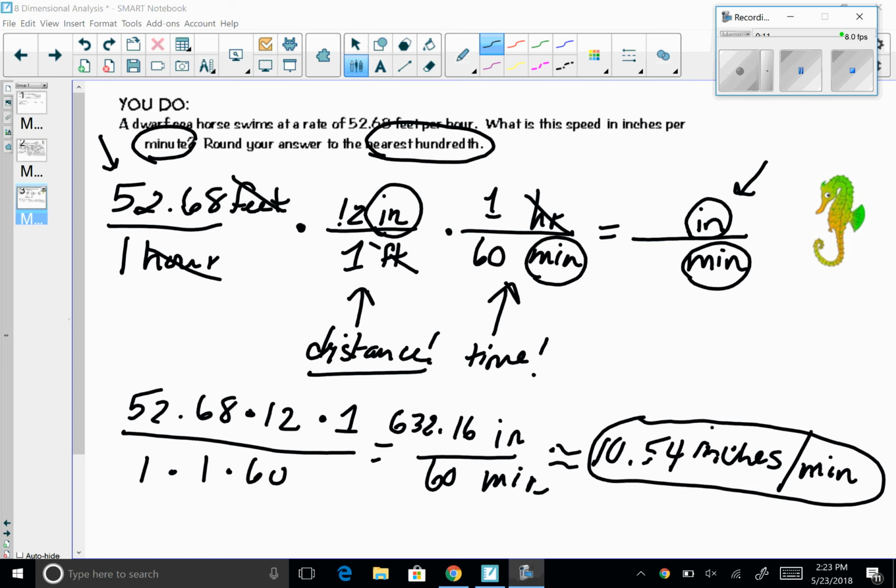The next page has a bunch of Regents application questions that involve dimensional analysis. Please give those a try, and when you're finished, check with Google Classroom for the answer key.